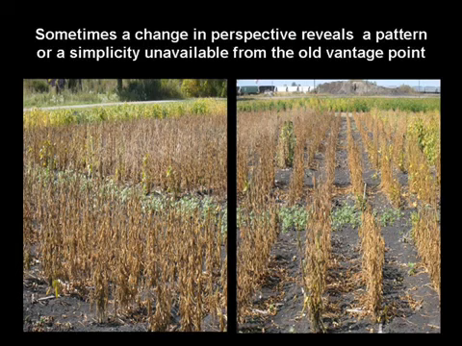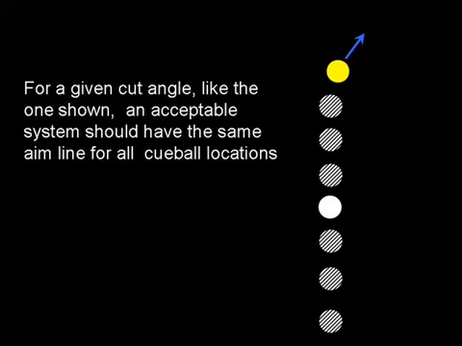Getting the most productive sight line can be critically important. This is just an illustration showing how just changing vantage point by a few degrees can reveal a simplicity or a symmetry that was unavailable from the old view. Here's a cut to the right, maybe a 30-degree cut to the right with several different initial cue ball locations, from close to the object ball to far away from the object ball.